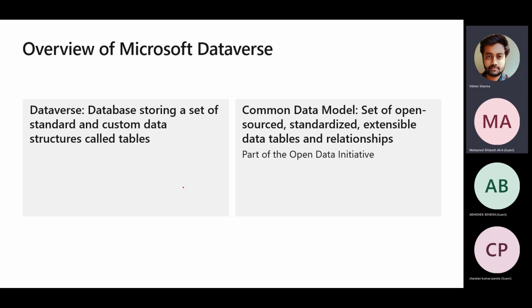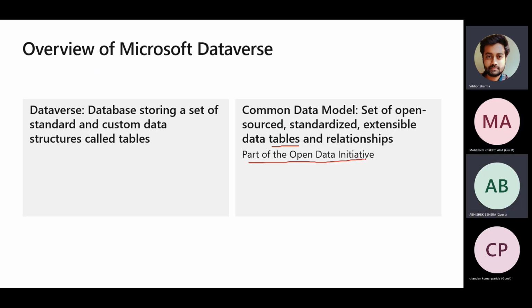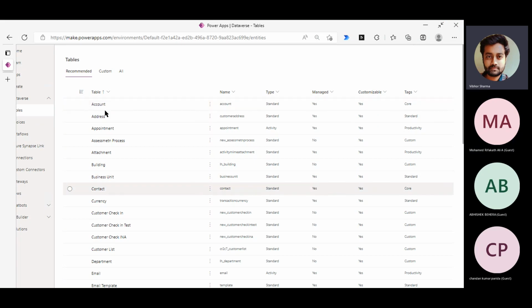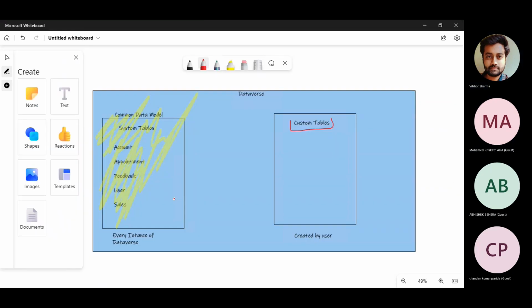Now, Dataverse is a database storing a set of standard and custom table structures, called tables. And the common data model is a set of open source, standardized, extensible data tables and relationships. It is part of the Open Data Initiative by Microsoft and its partners, so that everyone can enjoy the same tables and leverage them. So you can create custom tables or utilize some existing tables in your processes.